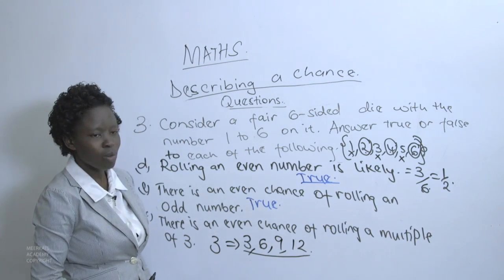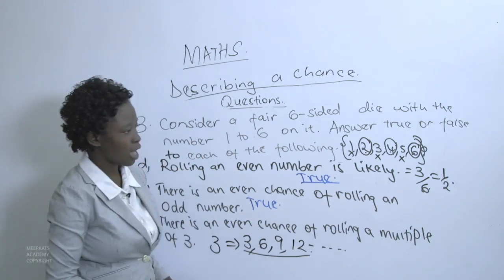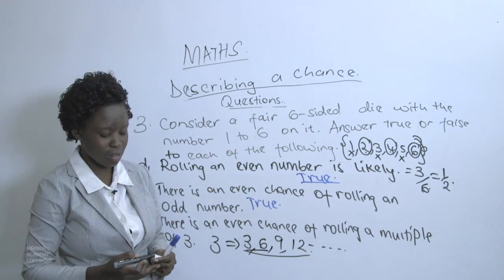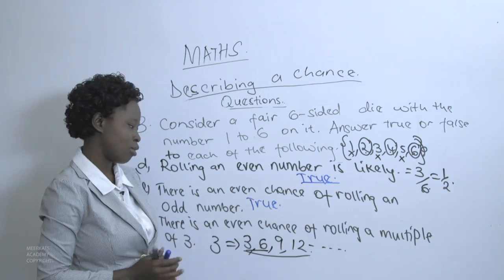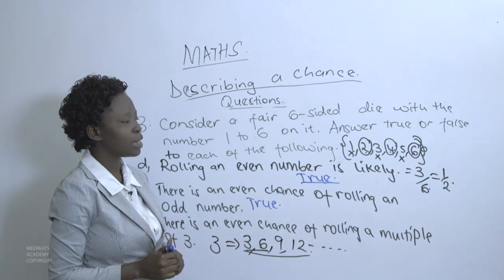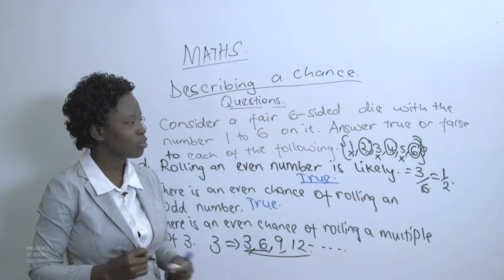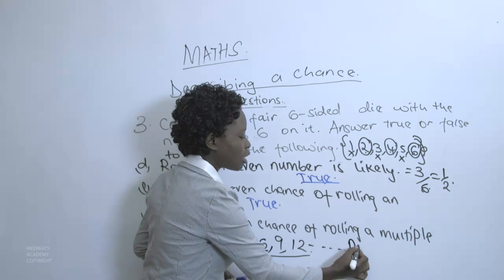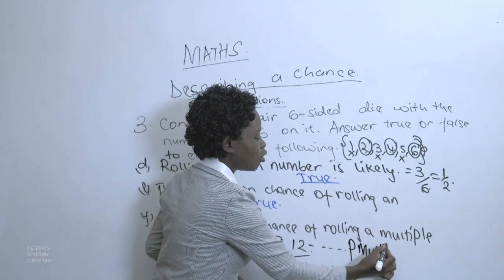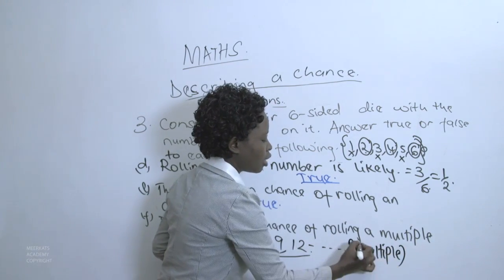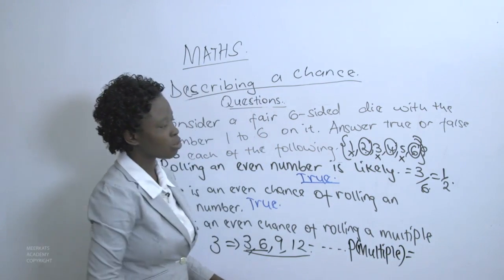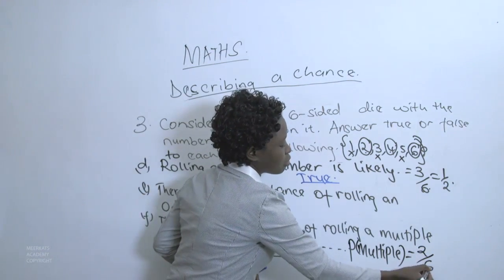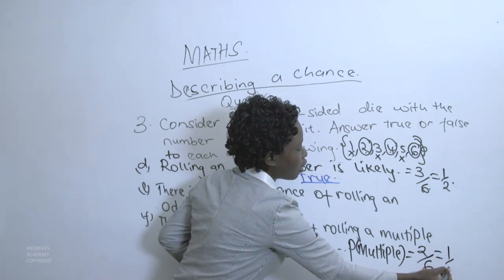Then we find out which multiples of 3 are occurring on our die. So on our die, we are only having 3 and 6 as the multiples of 3 that are available. So 3 and 6, if we get the probability from our chance experiment, that is rolling a die. So the probability of rolling a multiple of 3, there are only 2 chances of getting a multiple of 3. So we have 2 out of 6. So this means this is only 1 over 3.